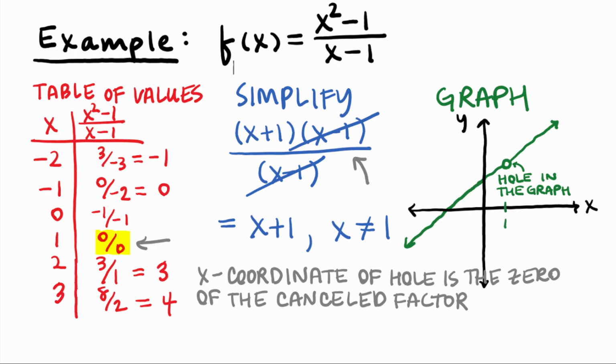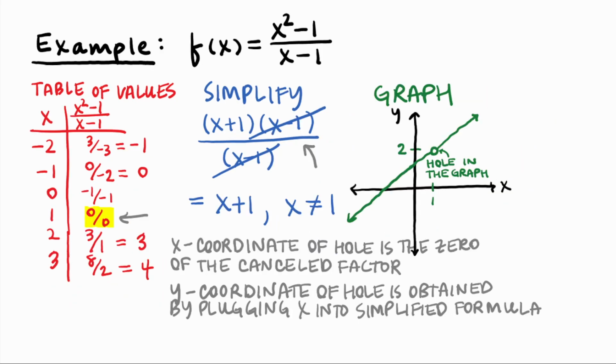And we obtain the y-coordinate by plugging that x-coordinate into the simplified version. So notice if I plugged x equals 1 into the simplified version, y equals x plus 1, I'd have gotten 2. And that's what I'm seeing right here, a y-coordinate of 2. And so I'll just copy that rule in here. There you go. So let's move on. Let's graph a couple more of these.